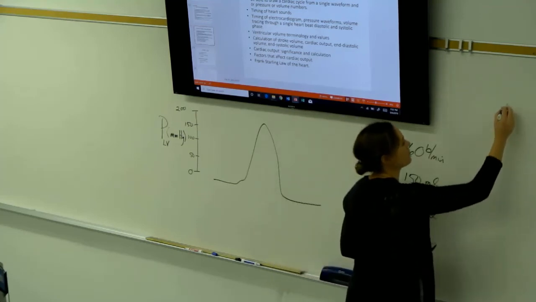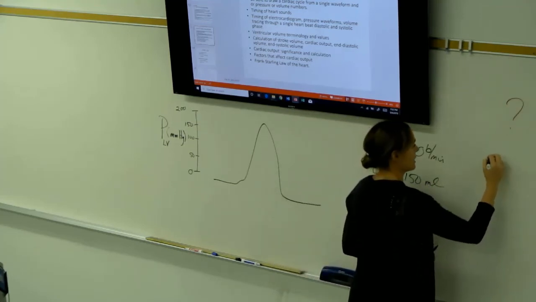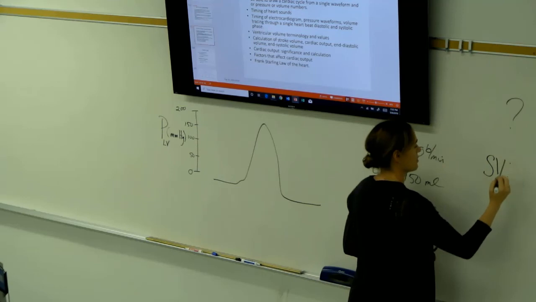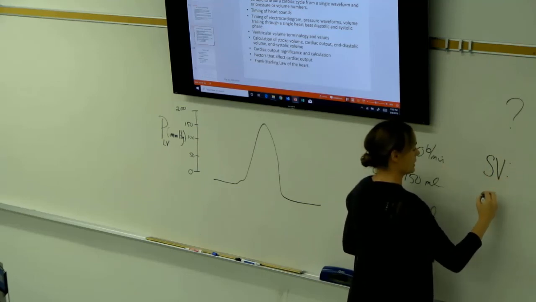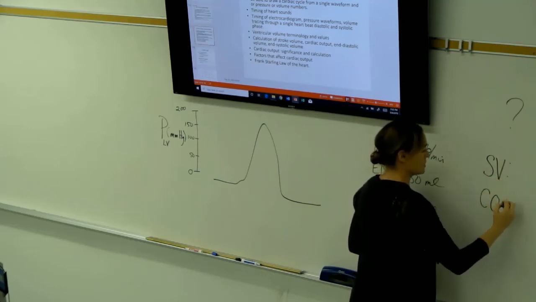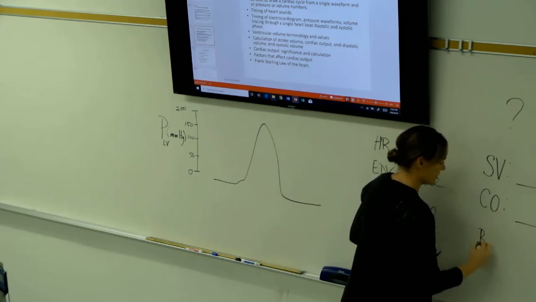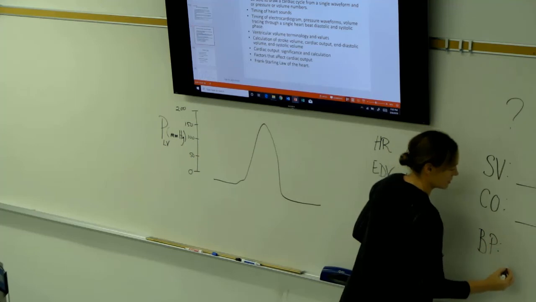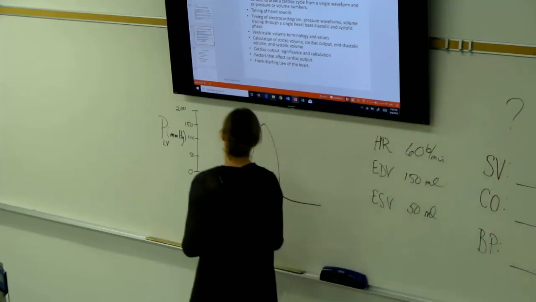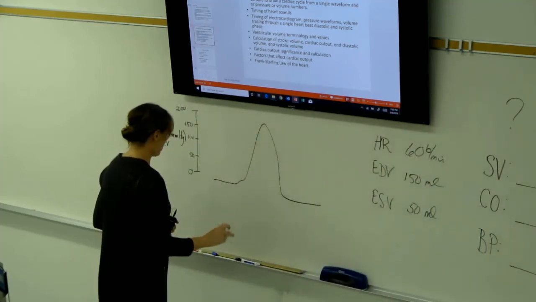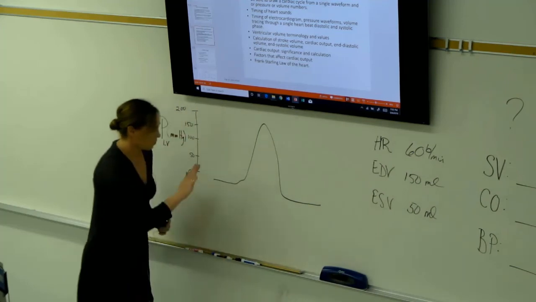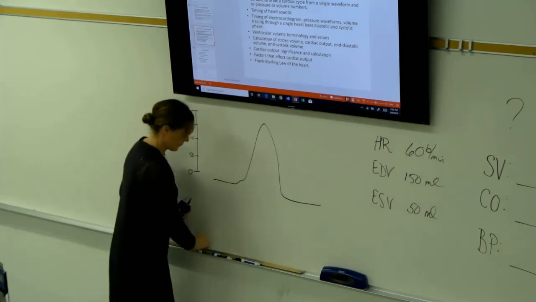Then I'm going to have you answer some questions. You're going to calculate this person's stroke volume. You're going to calculate this person's cardiac output. And you're going to tell me what this person's blood pressure is. We're also going to draw all the waves first.